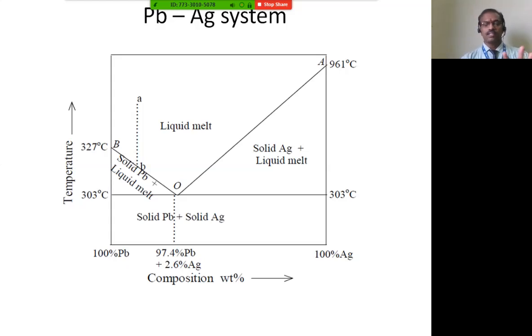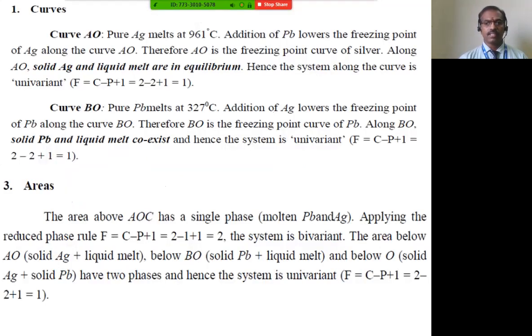So this is the information you are going to tell from the examination point of view. Curve OA is the pure silver melt at 961. You can get the same from the graph. Addition of lead lowers the freezing point. Therefore, AO is called the freezing point curve of silver. Along AO, solid silver and liquid melt are in equilibrium, so the system is called a univariant system. Similarly, curve BO represents the freezing point curve of lead.